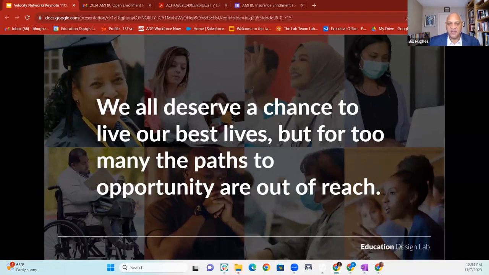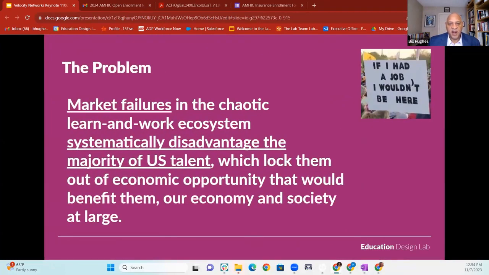We believe that everyone deserves a chance to live our best lives, but for too many, the paths to opportunity are out of reach. And the problem that we see is that this chaotic learn and work ecosystem has a set of market failures, which result in barriers that systematically disadvantage the majority of US talent. And that locks them out of economic opportunity, which would benefit them and our economy and society at large.